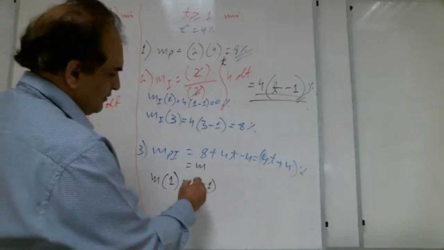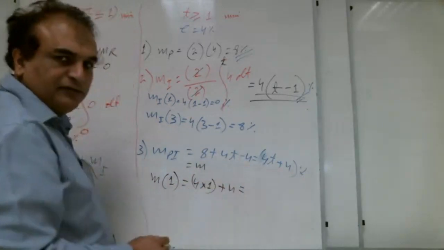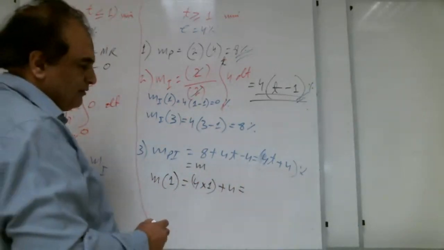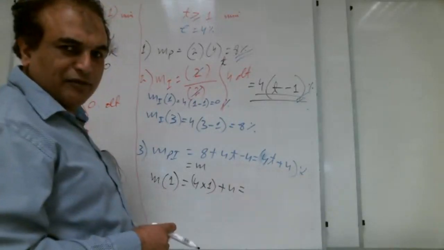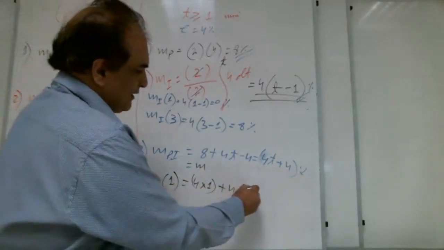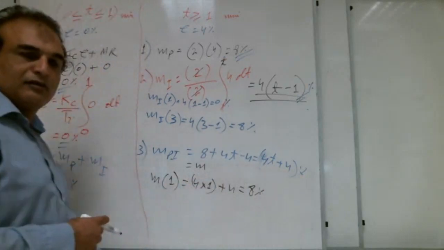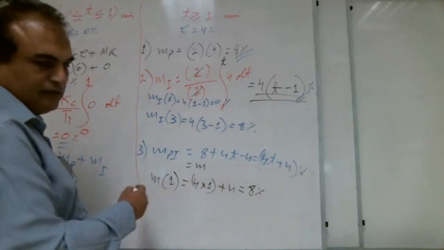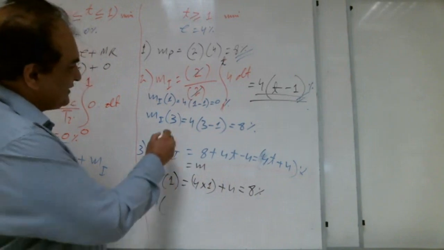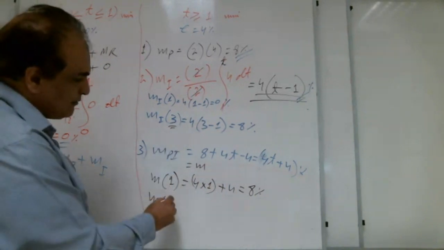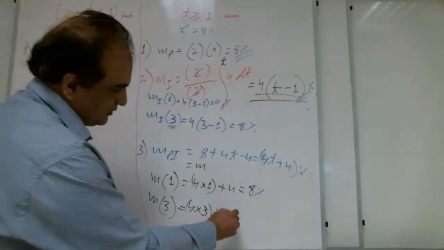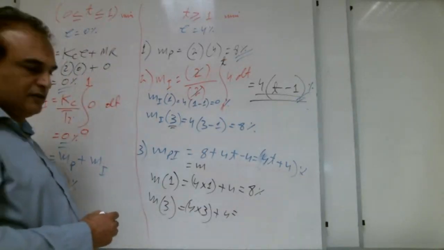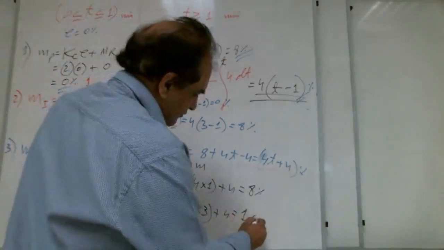4 into 1 plus 4. How much, Shabab? A lot of brothers are writing 11. That is not correct in the book. See this one. 8%. Right, Shabab? Okay. What is the second point? MPI of 3, how much? 16. Very good.